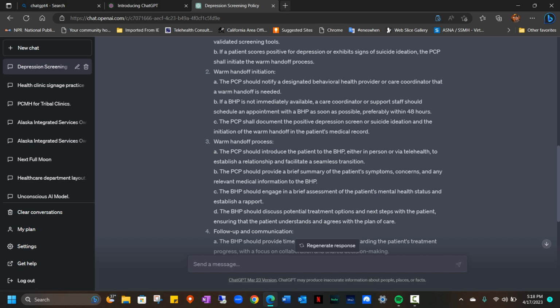And I recommend we take a look at this tool and start to think about ways that we can use this.